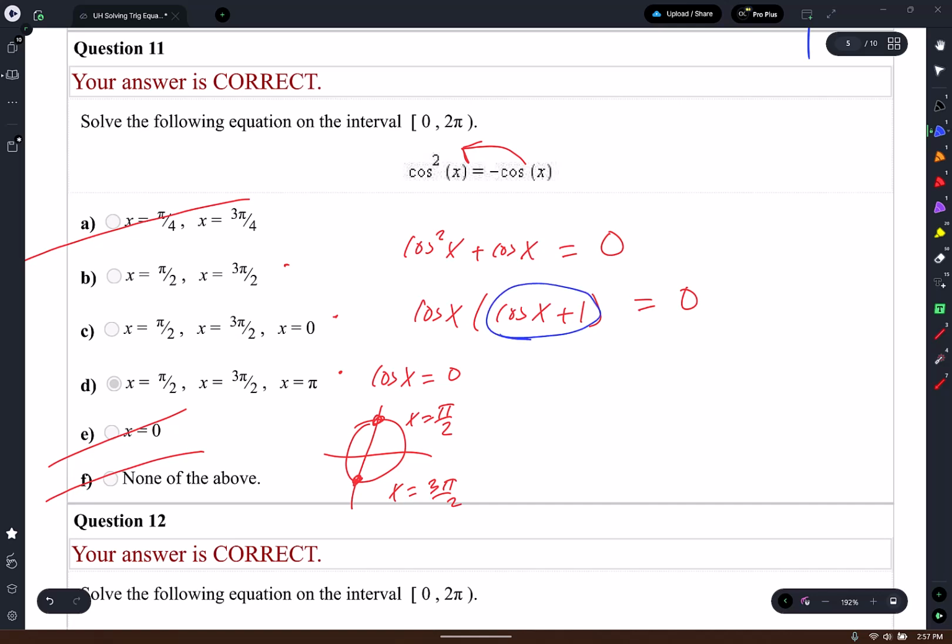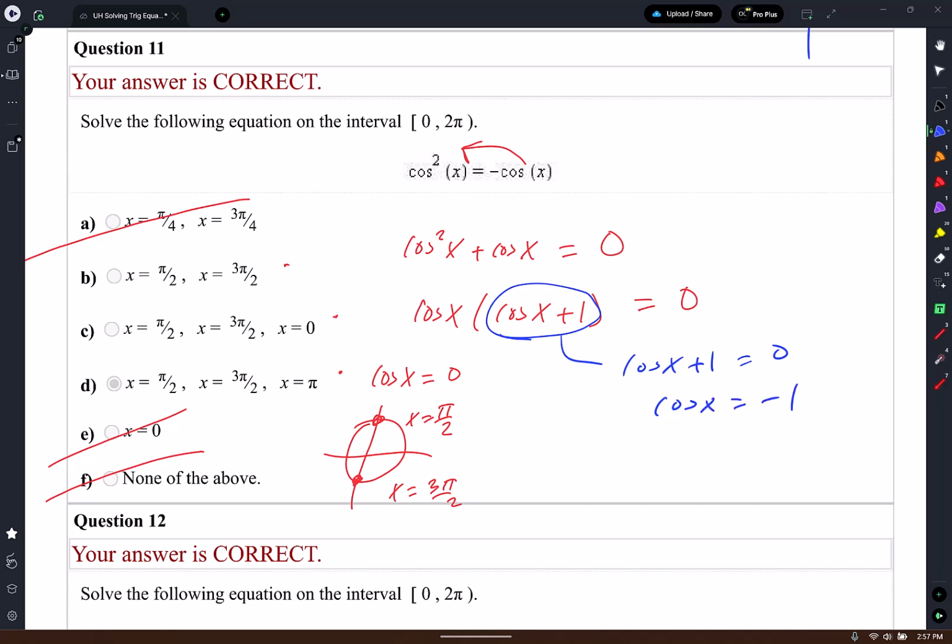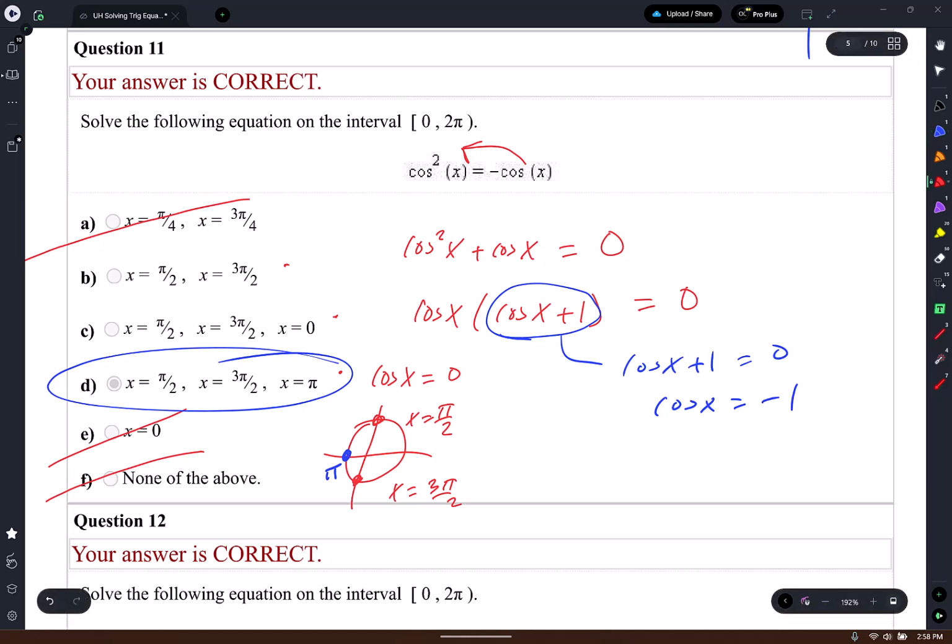Focus on the cosine x plus 1. I need that to be 0. So you don't have to write the first initial step. You could have just gone right into that. Where is cosine x equal to negative 1? Bam. What radian is that? Pi. There it is. This person got it right.